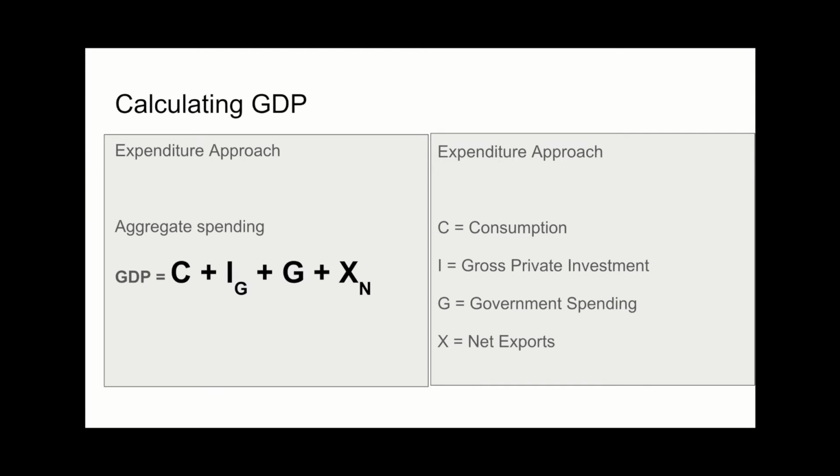C being consumption, all the spending that consumers like you and me do each year. I being gross private investment, all the spending that businesses do each year. This is businesses spending on capital goods. We'll talk about that in a minute. G is going to be government spending, so any goods or services the government's buying in a given year. And then X is going to be our net exports.